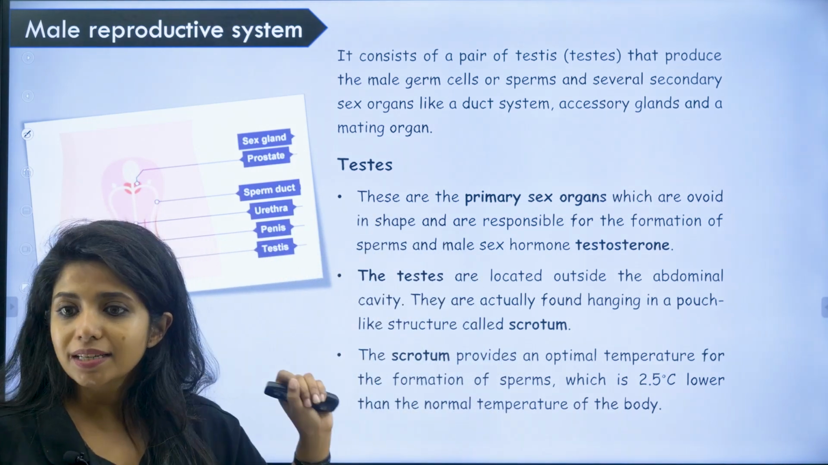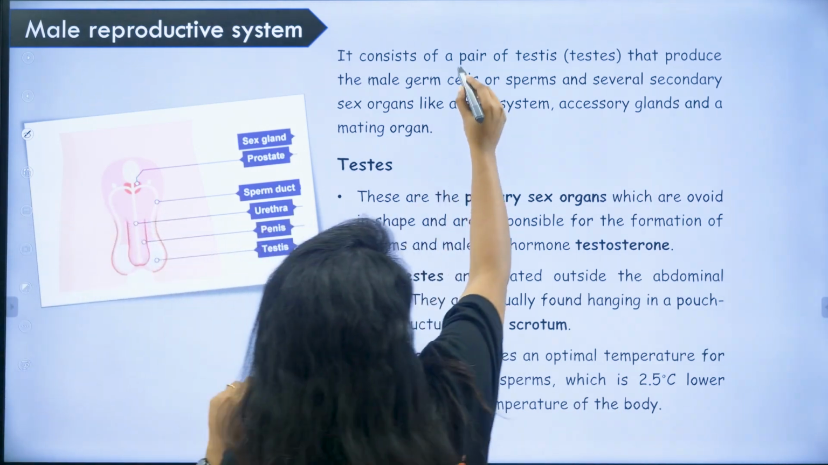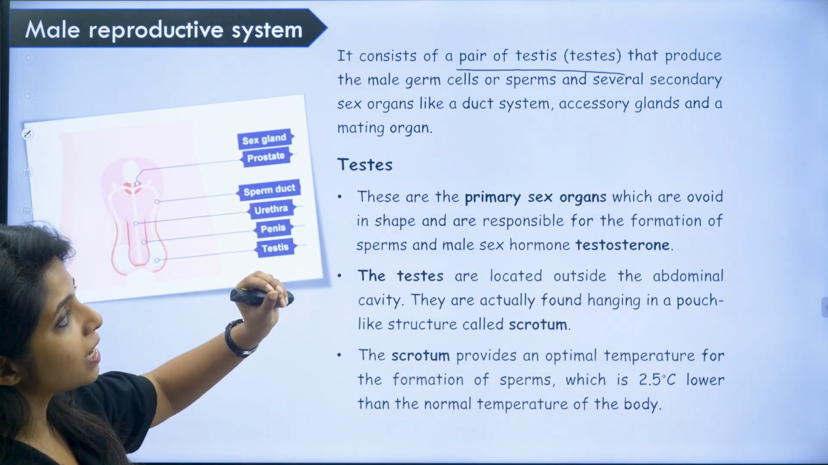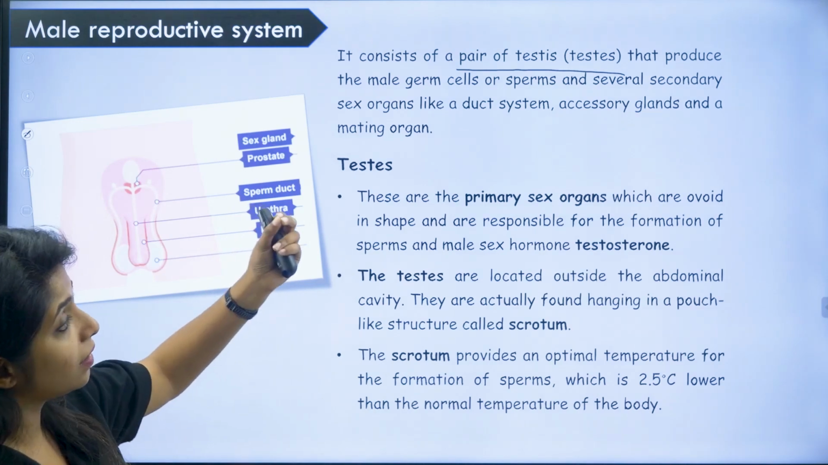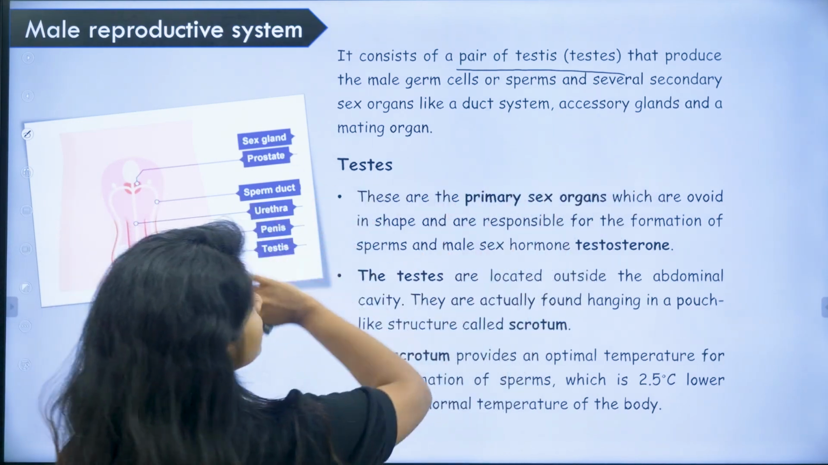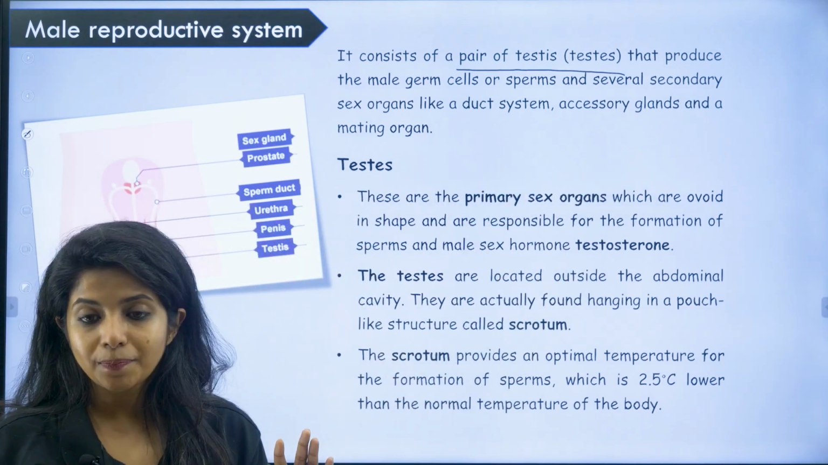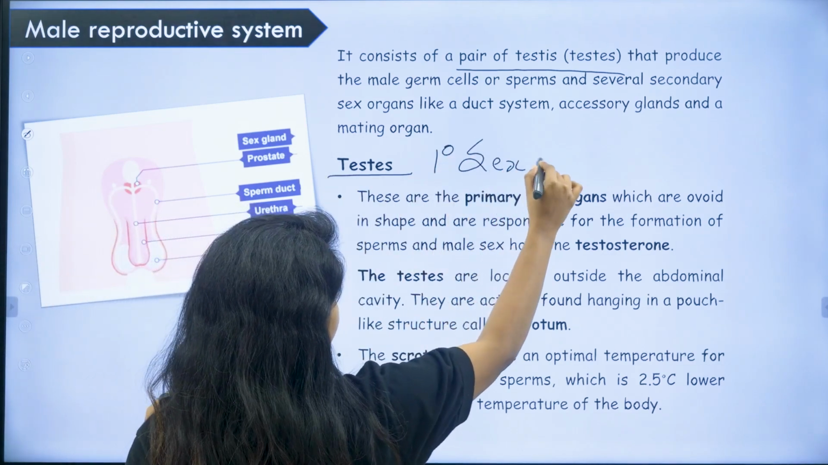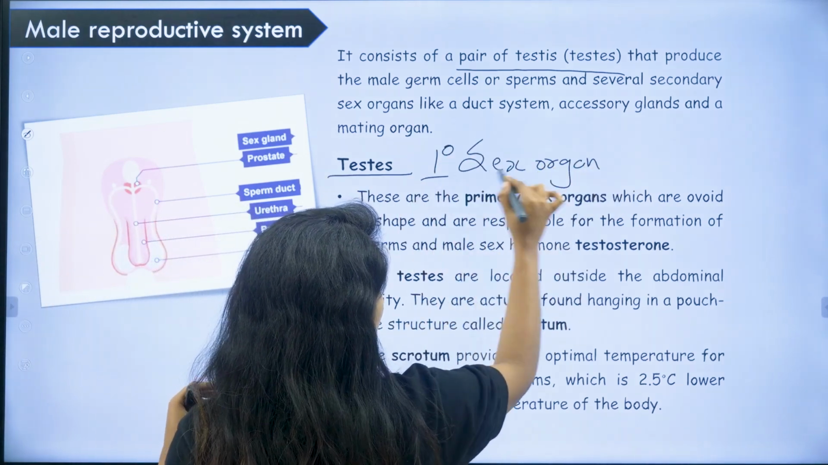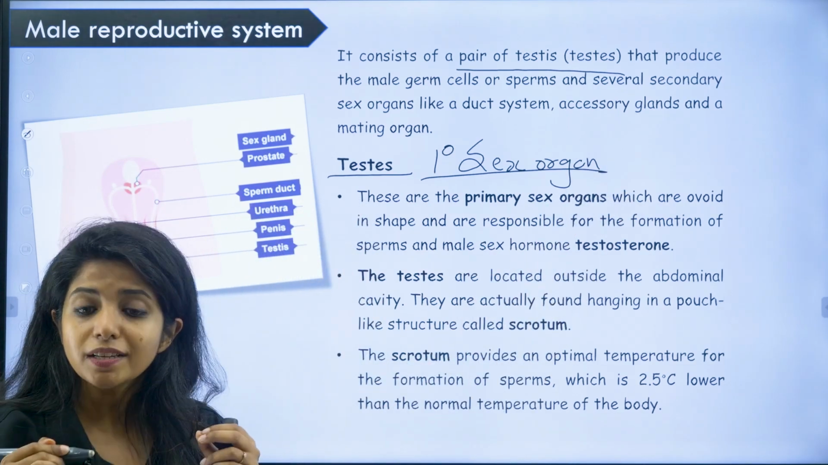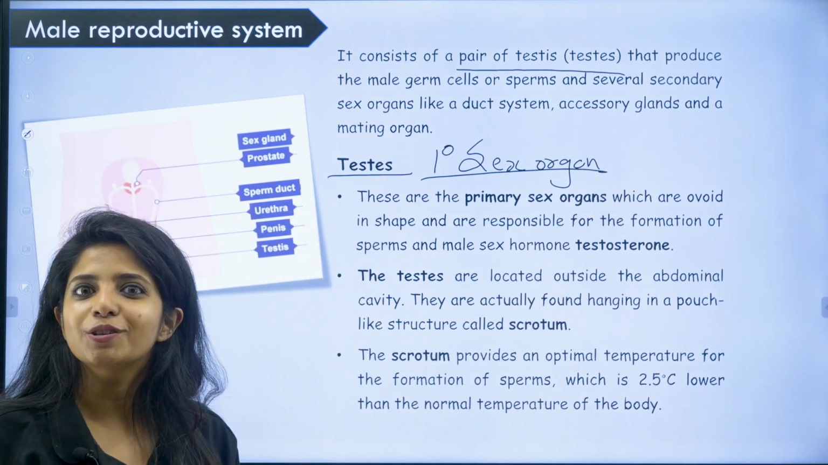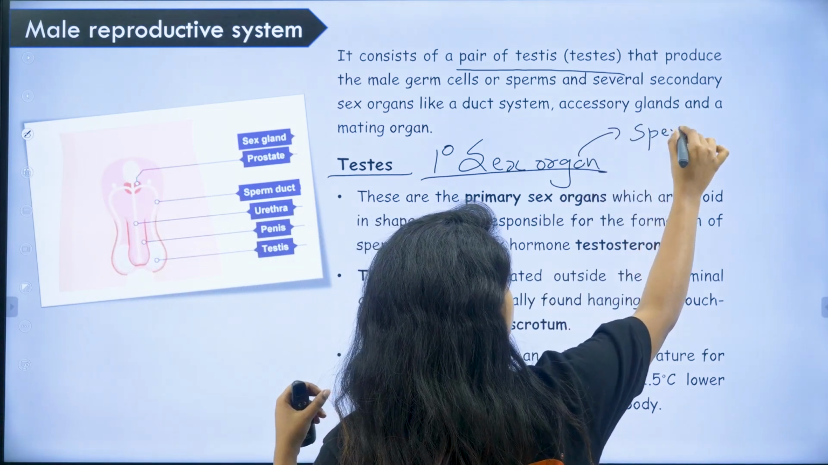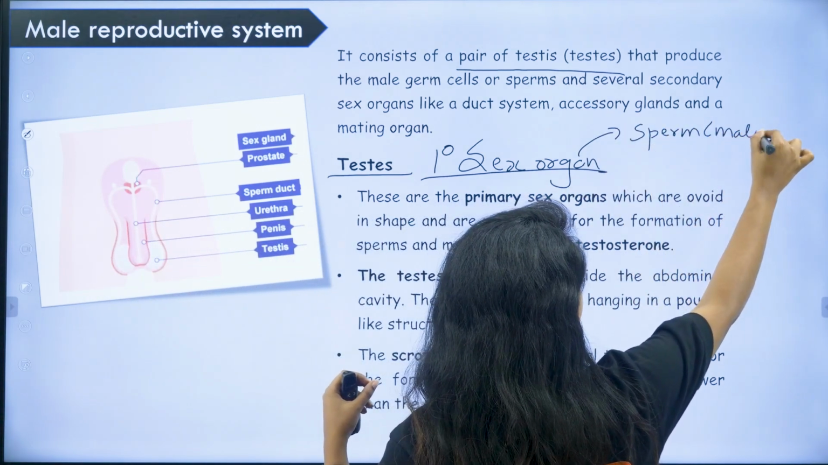So, what does it consist of? It consists of a pair of testes for sure, that produce the male germ cells, the sperms, and several secondary sex organs such as ducts, accessory glands and the mating organ. You will be studying about that as well. So the testis is what? The primary sex organ, children. Why do I call it the primary sex organ? Because it does the primary function. What is the primary function? Obviously to produce sperm, which is the male gamete.